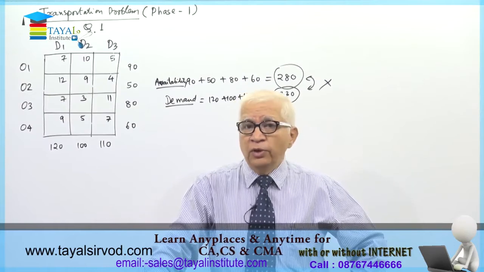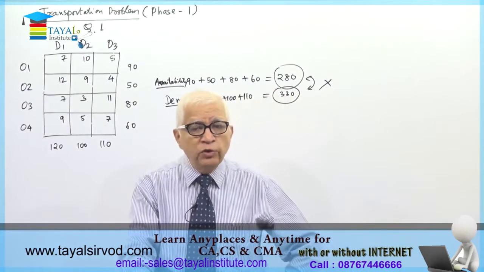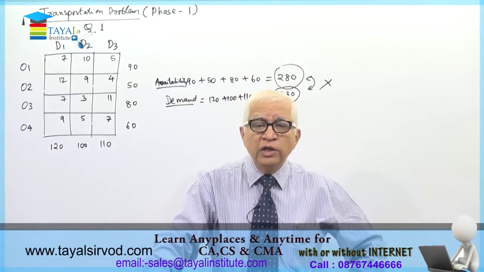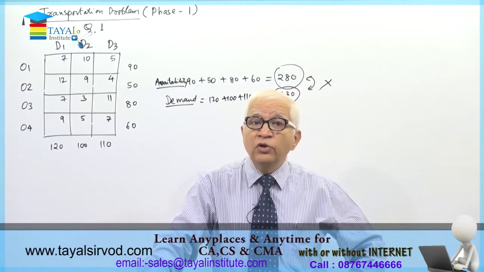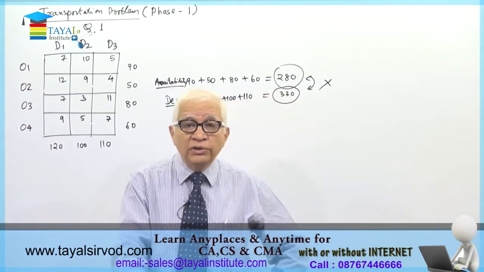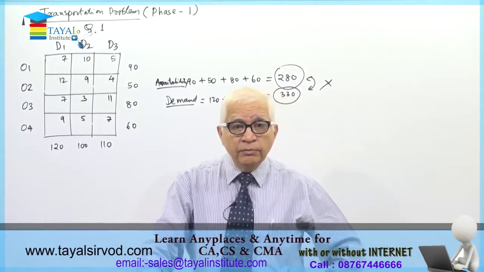Out of a demand of total 330 units, I will be able to satisfy demand only to the extent of 280 units, and some demand to the extent of 50 units will remain unsatisfied. So this problem is therefore not balanced. So how do you find out whether a problem is balanced or not? Just total the availability and the demand. See if they are the same.